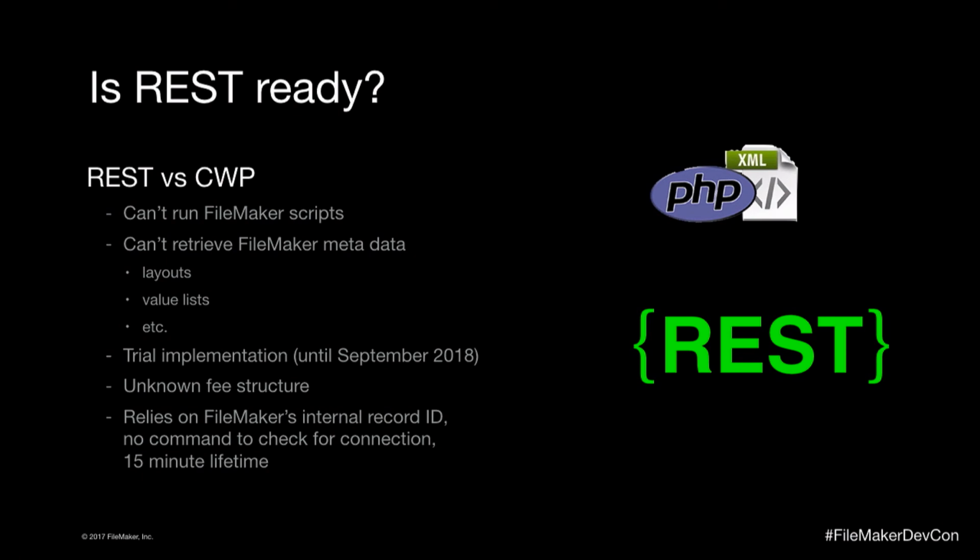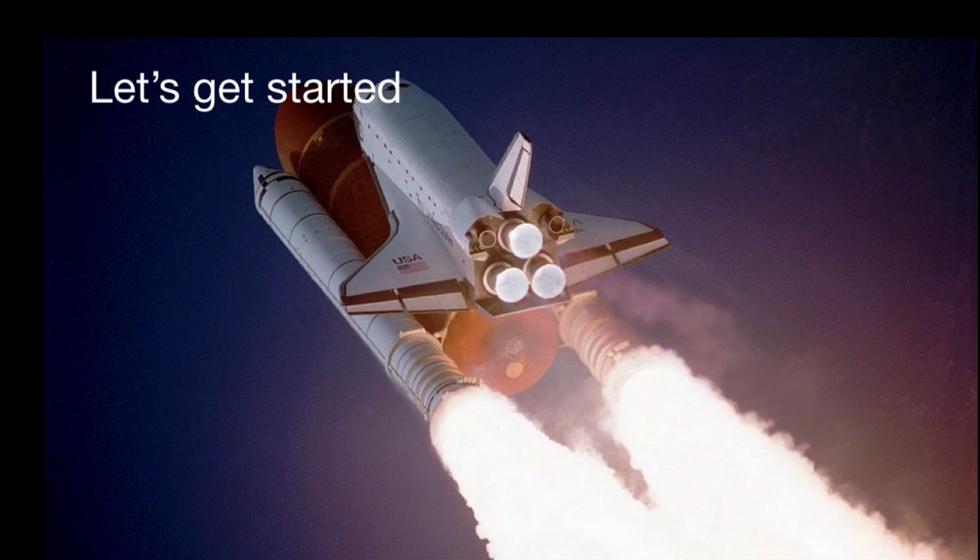You can't retrieve FileMaker metadata like value lists and layout information. And it's also in a trial implementation. I don't know if this actually came up in that meeting, but we haven't been told what the new fee structure is going to be in a year. Those are considerations if you start really doing a lot of development in this new environment. There are also a few more technical things, like it relies on FileMaker's internal record ID, which may change if you export your file and then re-import it, for example. And there are a few other little things like that.